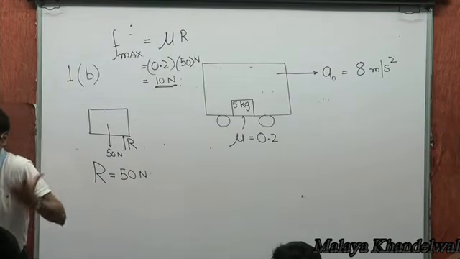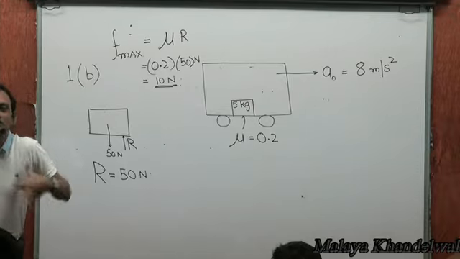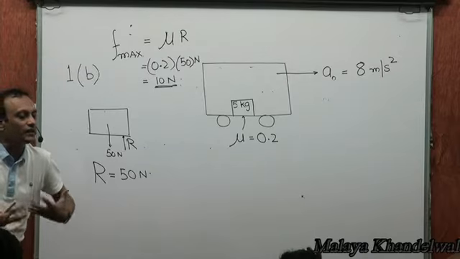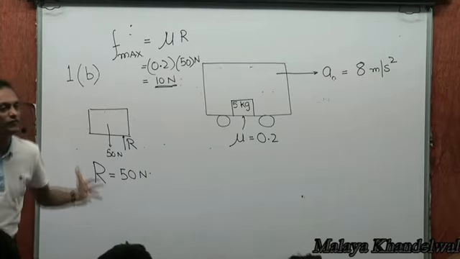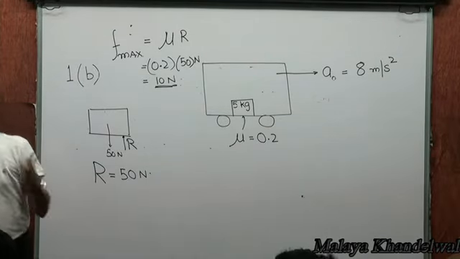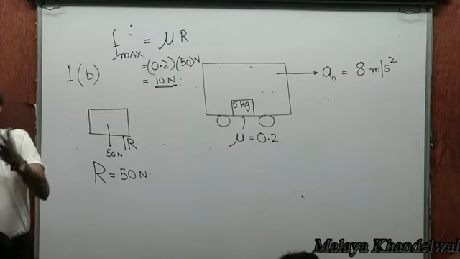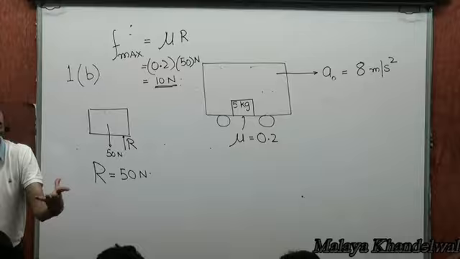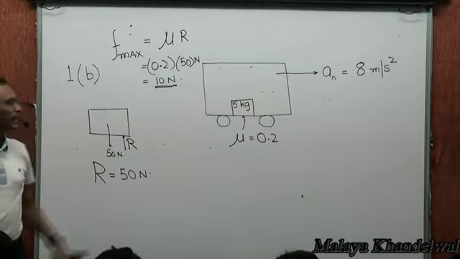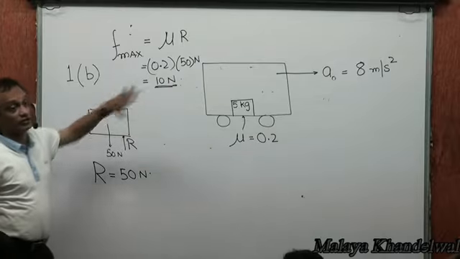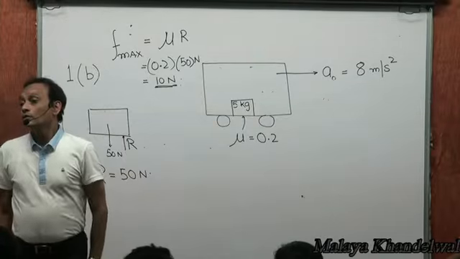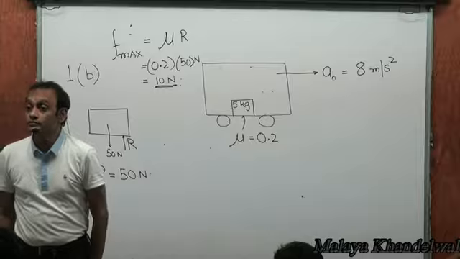This is actually maximum static friction, which in the absence of more data could also be looked upon as kinetic friction. Maximum static friction and kinetic friction differ very slightly in their values and are almost the same. If you don't have data for mu k, then what you compute out of mu s into R could also be used almost legally for kinetic friction. So this is also like kinetic friction now. So this is the maximum force that the cart can exert on the block, right?